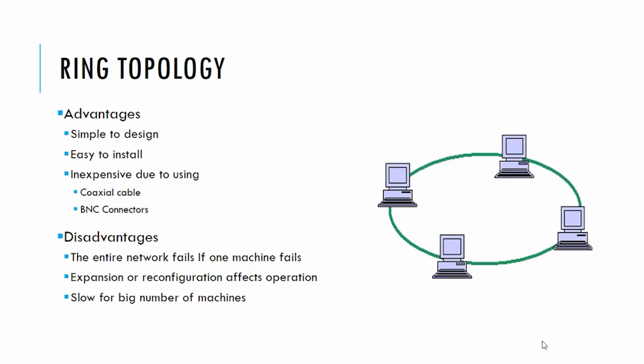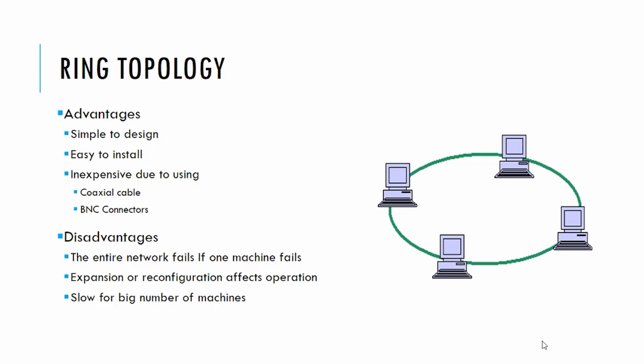The disadvantage of the ring topology is that the entire network fails if only one machine fails, because it breaks the ring. It stops the messages from circulating. So the whole network fails if only one member of this network fails to connect.